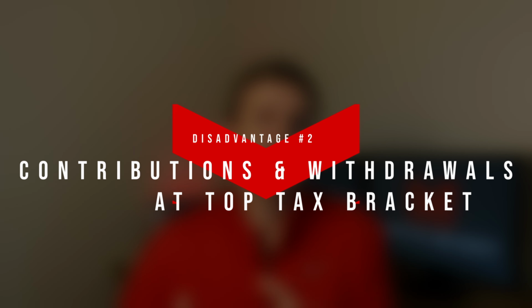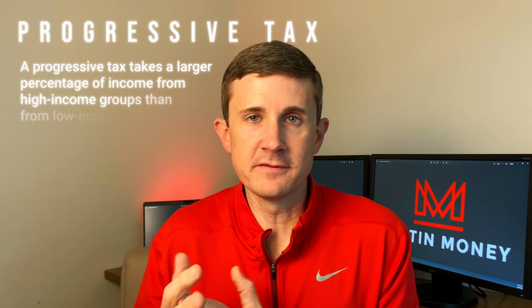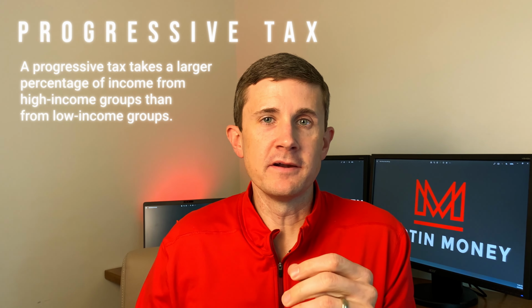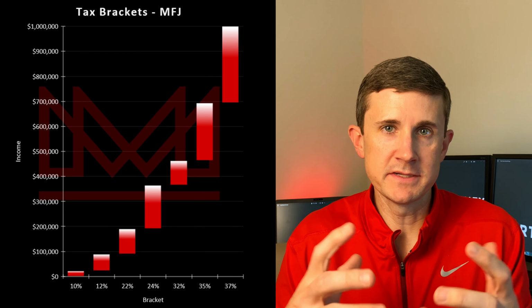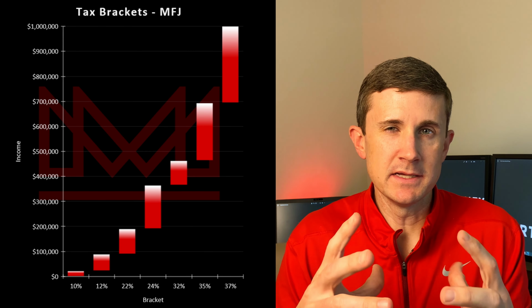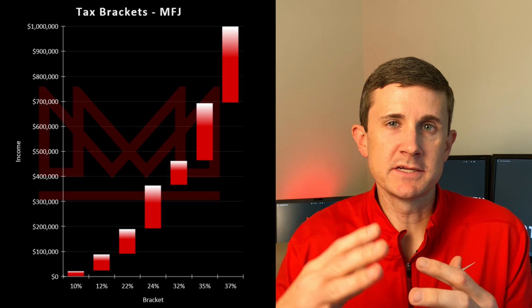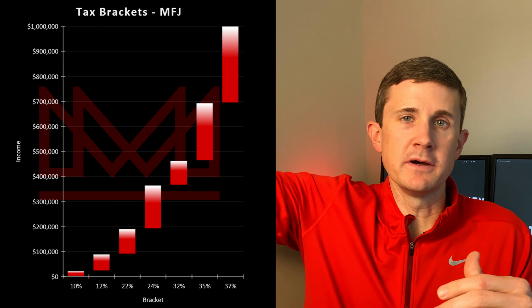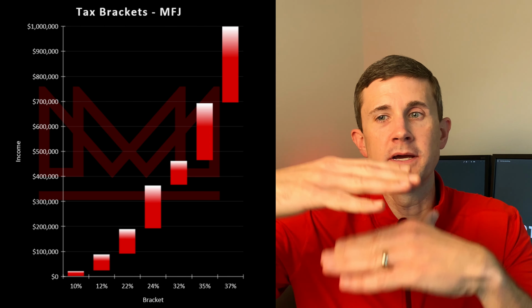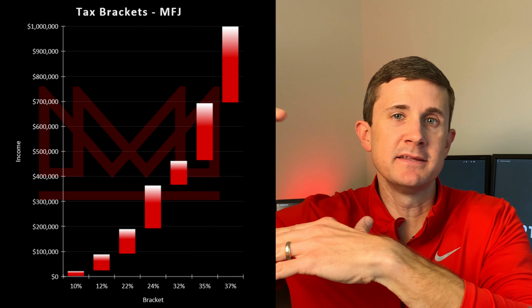Disadvantage number 2 of a Roth IRA is that contributions and withdrawals both come from the top of your income tax bracket. To begin with, we live in the United States and we have what is called a progressive tax system. Basically that means that our income taxes build as we make money. So the first, around $10,000 you make, I think, is taxed at 10%. The next little bit is taxed at 12, and then 22, and then 24, and then 32, and on up. And the money that you make within those ranges is what's taxed at that level.